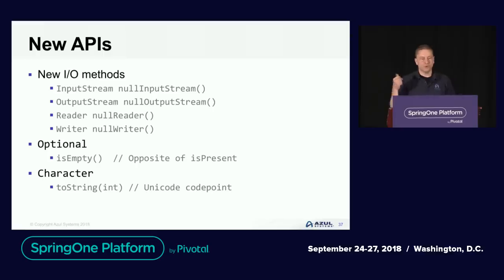Optional has a new method called isEmpty, which is the opposite of isPresent and tells you if there's a null in your optional. And Character now has an overloaded toString method that takes a Unicode code point rather than a character.